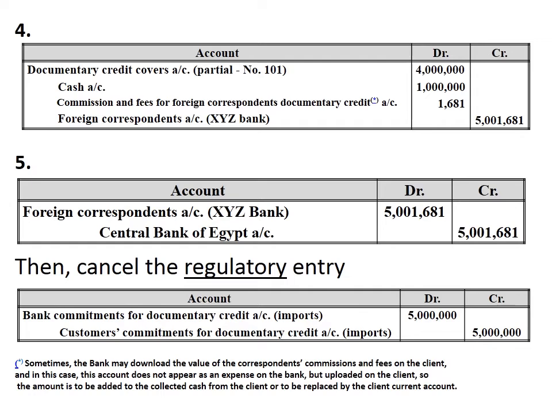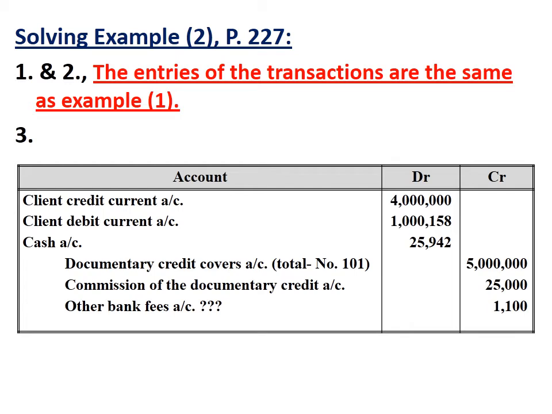By this, we fulfilled and explained how to solve example 1. To begin solving example 2 in page 227. Now, looking at page 227, example 2, he said that suppose in the previous example that the client has covered 80% of the credit value out of his current account in the bank and requests to open a debit current account overdraft for a period of 6 months for the remaining value.